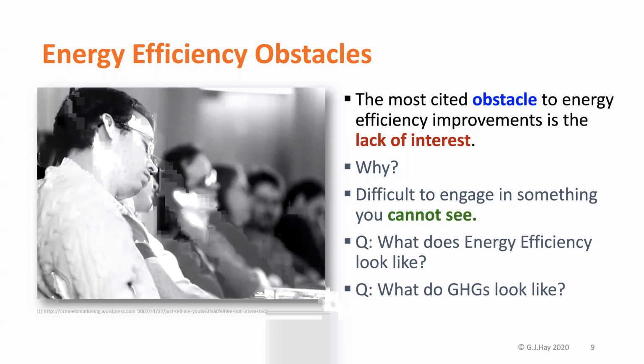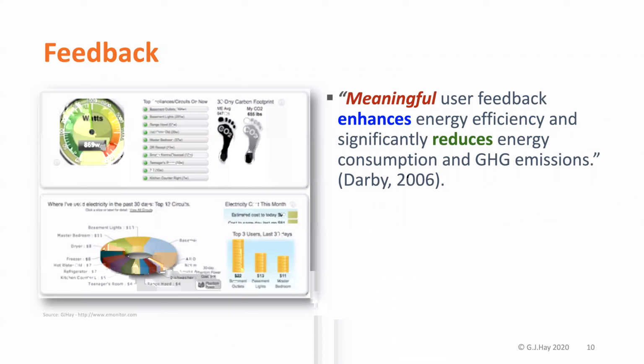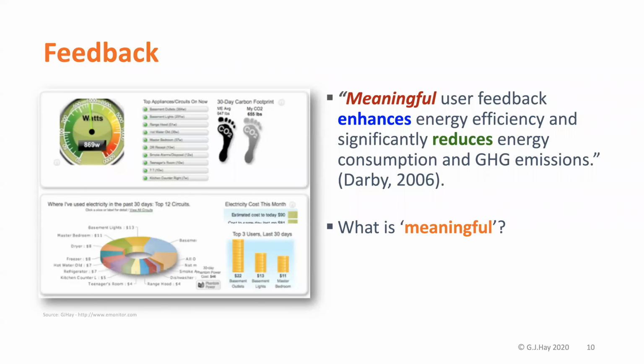We've been shown that meaningful feedback enhances energy efficiency and significantly reduces energy consumption and greenhouse gas emissions. This was a system that was set up in my old home. Had it set up to something like 12 different circuits. And I could see how much energy was being used in my basement, how much was being used in my bedroom, how much was being used in all sorts of different places. So meaningful feedback is very, very useful. But the question becomes, what is meaningful? Is this meaningful to you? After a while, it became extremely boring because it really wasn't changing that much.